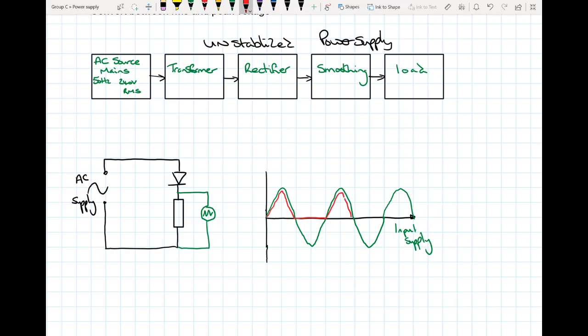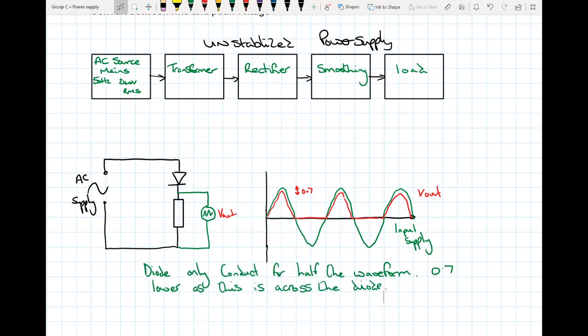So we do have all the currents now going in the same direction. However, it's not very efficient because for half of the cycle we're not getting anything out, and like I said, because we need that 0.7 of a volt to get the diode to conduct, the difference between the original input supply and our voltage across our output is going to be 0.7 of a volt. There we are, so we just made a note of that.